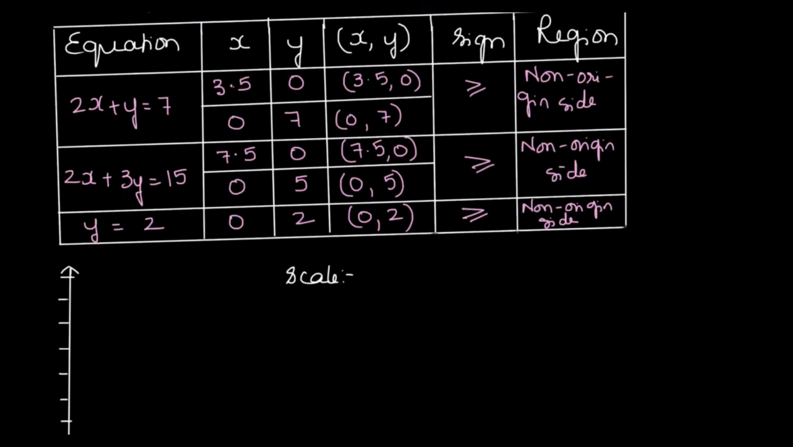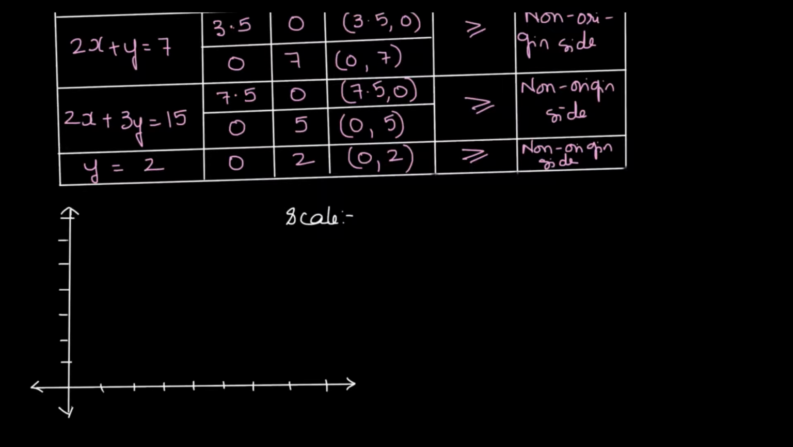Now to plot the graph. We observe that on the x-axis we require points at least till 7.5, and on the y-axis, we require maximum up to 7. So we can take scale as 1 centimeter is equal to 1 unit on both axes. Thus, we have these coordinates on the x-axis, and similarly, on the y-axis.